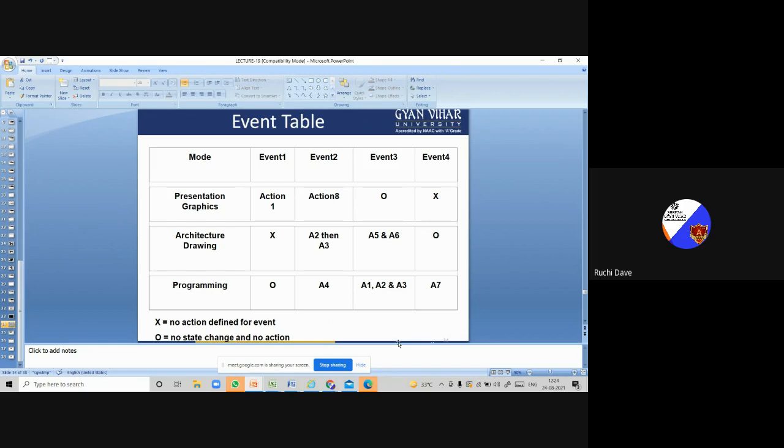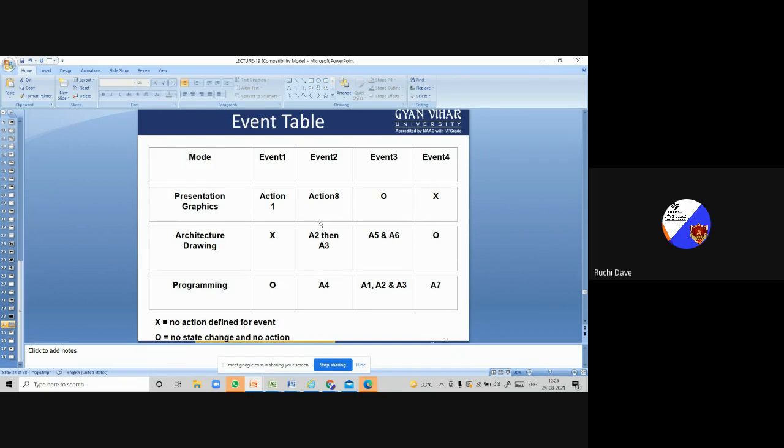Coming to another important table, which is called the event table. In the event table, we draw all the events like event one, two, three, and so on, and we write down the mode. The mode is, for example, a presentation graphic, architectural design, programming, and so on. If we write a cross, it means no action is defined. If we write 0, then no state change or no action is happening. So this is how it is to be designed.